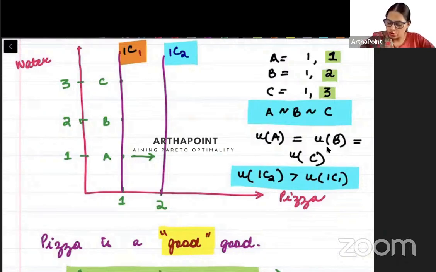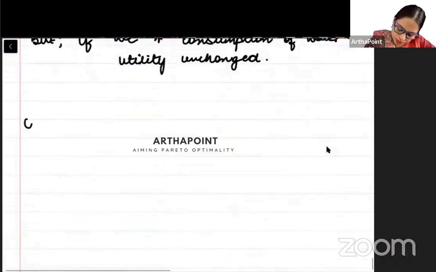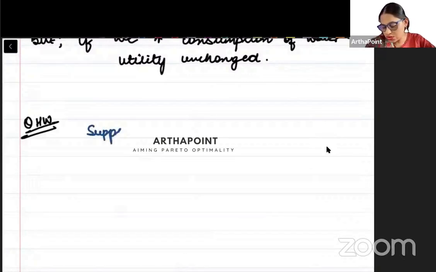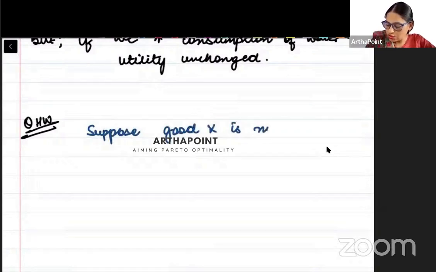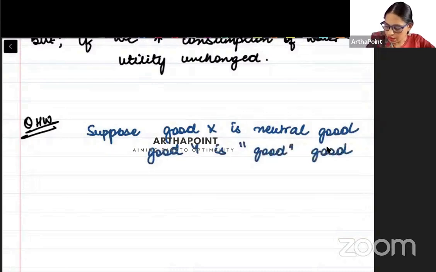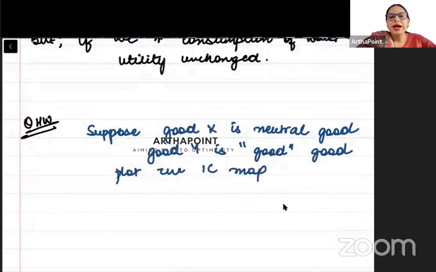Okay. Homework question. अब मैं रिवर्स कर रही हूं. Suppose good X is a neutral good. Good Y is a good. Then plot the indifference curve map. Map माने 2-3 indifference curves. So many indifference curves together are called an indifference curve map.